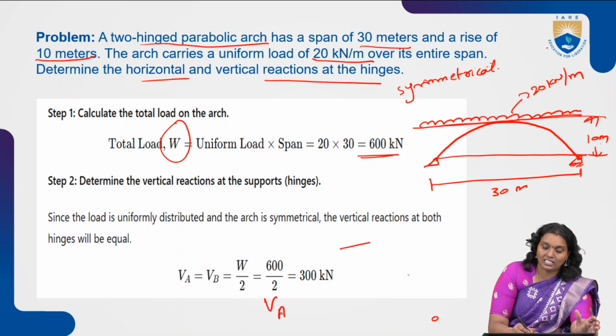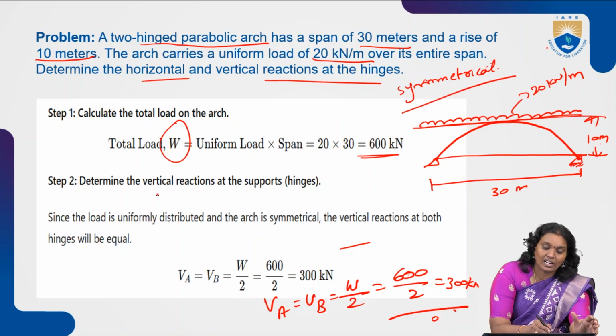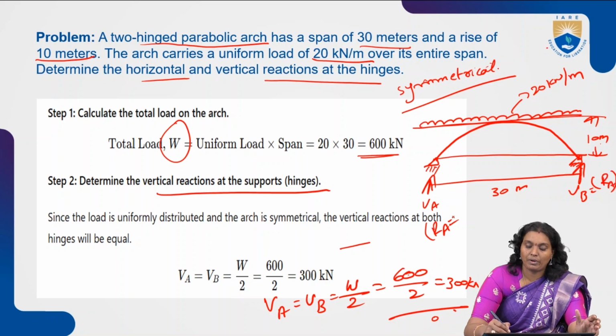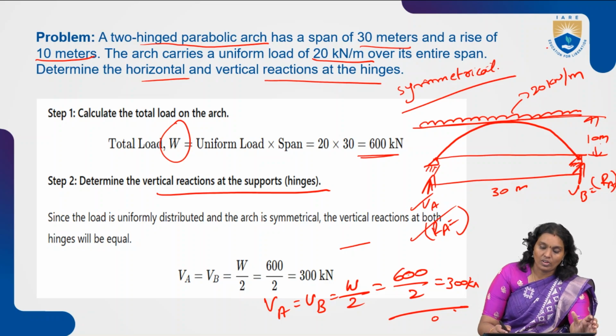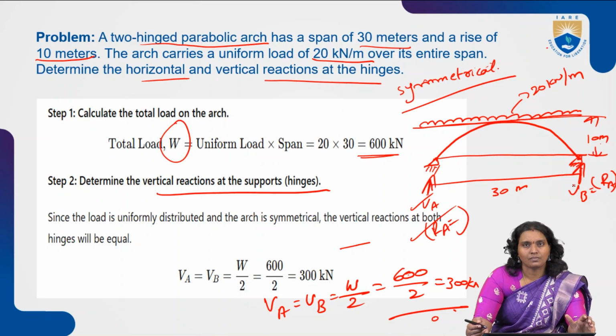Now the vertical reactions VA and VB are equal to W by 2. So here the total load 600 divided by 2 is equal to 300 kilonewton, because the arch condition is symmetrical. That's why the vertical reactions at both the supports are equal. In some cases RA, RB may be used, depending upon the reference, so the notation may differ. Sometimes we may use R also for the vertical reactions.